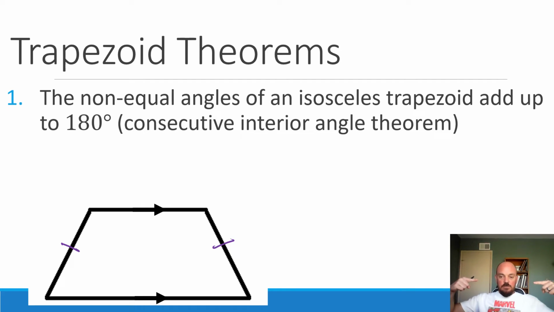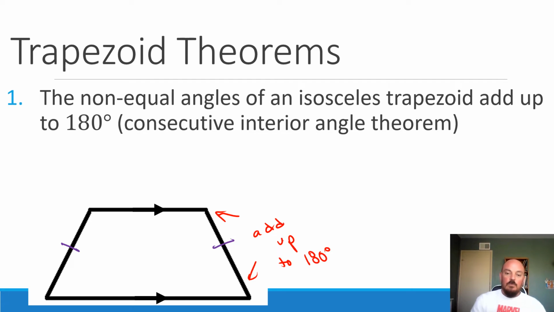Now I know the two angles on the bottom are equal, and I know the two angles on the top are equal. But the two angles that are not equal add up to 180. So like this angle here and this angle here add up to 180. And I said on there, that's because of the consecutive interior angle theorem.